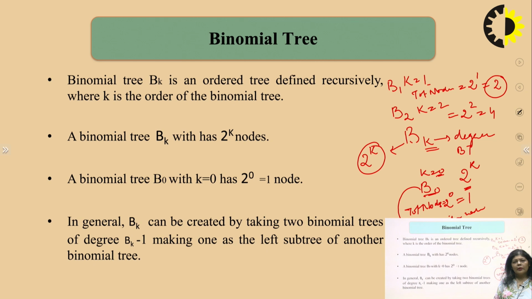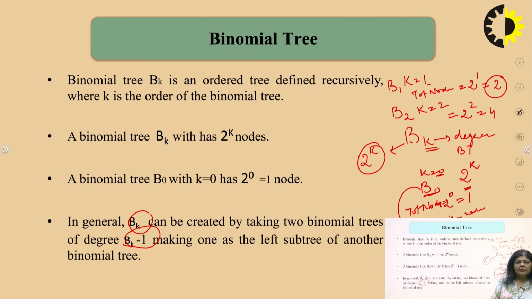After this, one more important property of a binomial tree is how to create a binomial tree. For creation, first of all we need to know the degree of the binomial tree that we want to create. So, if I want to create a binomial tree with degree K, how am I going to create it? For this I need to take two binomial trees with degree K minus 1, and I join them together by making one tree the left child of the other binomial tree. This way I can create a binomial tree of higher degree.